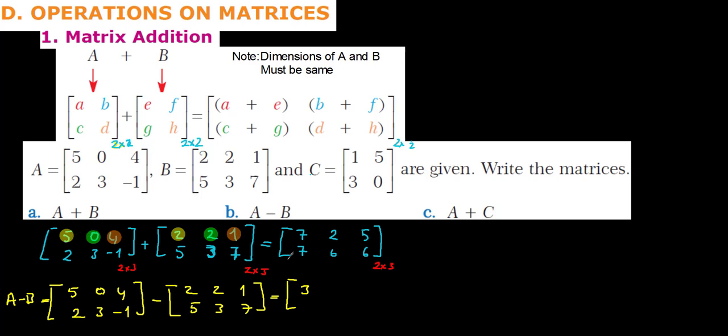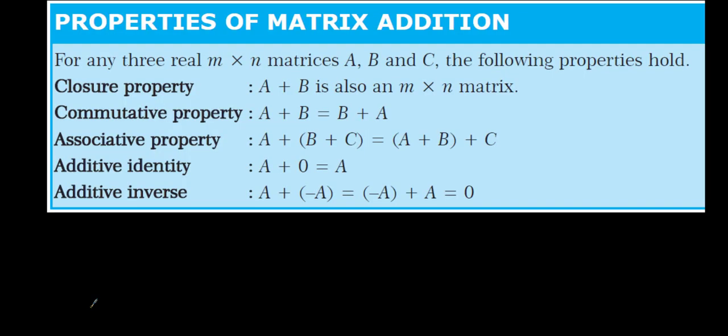Then 0 minus 2, it should be equal to minus 2. 4 minus 1, it is equal to 3. 2 minus 5, it's equal to minus 3. 3 minus 3 is equal to 0. Minus 1 minus 7, it's going to be equal to minus 8. And this is again a 2 by 3 matrix.